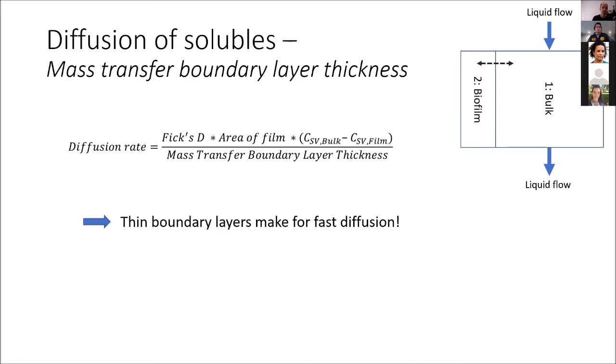What do we conclude from this? We look at this equation. Well, if we're dividing by a boundary layer thickness, that means if boundary layer thickness is a smaller number, because it's in the denominator, when you divide by a smaller number, you get a bigger number over here. So thin boundary layers make for fast diffusion.